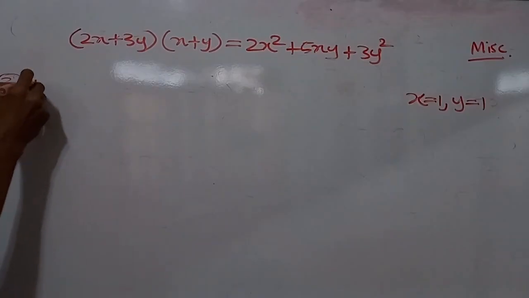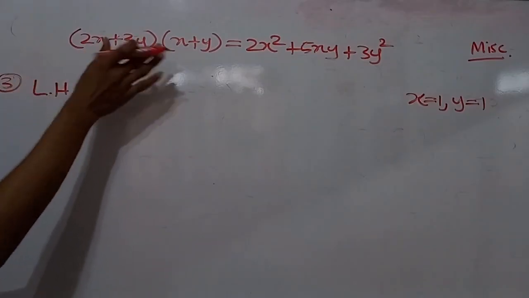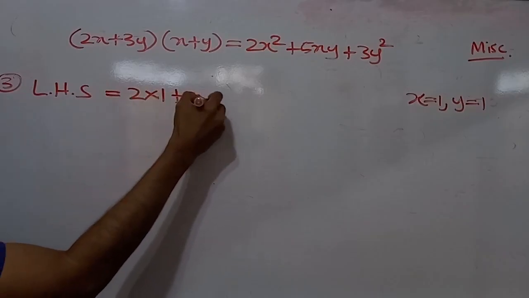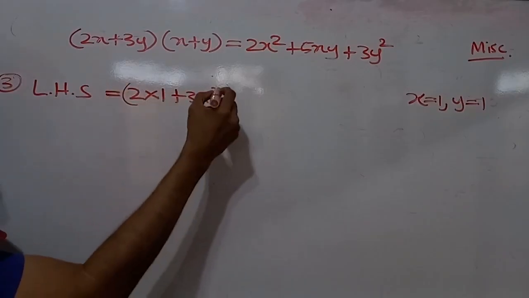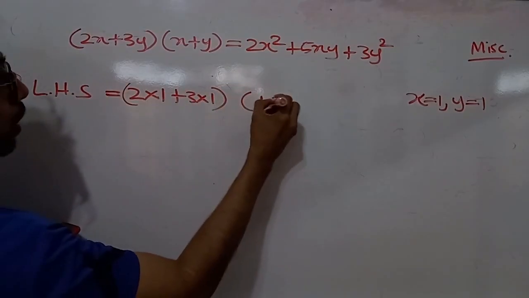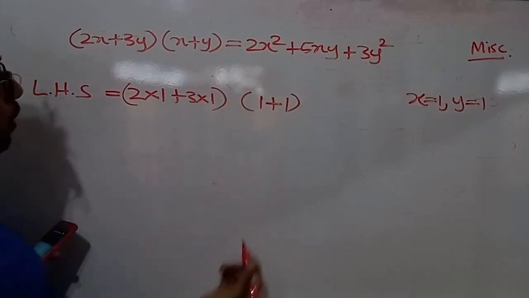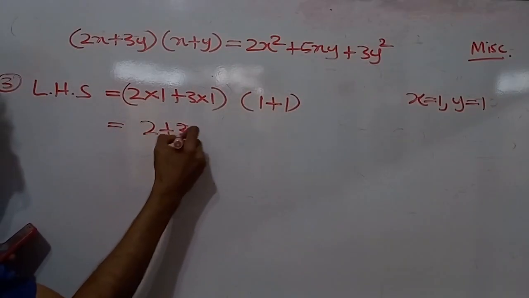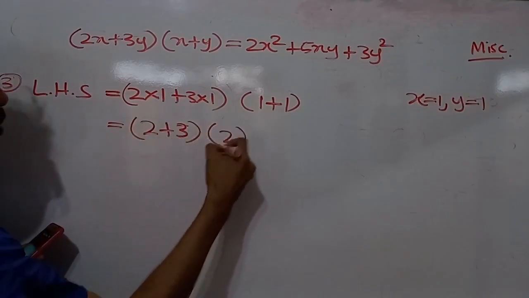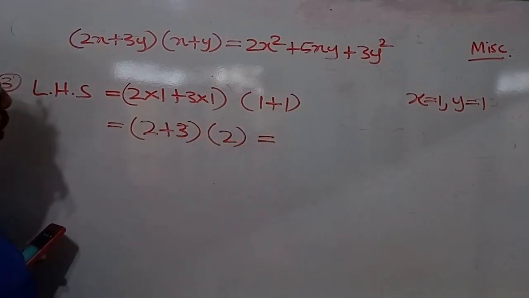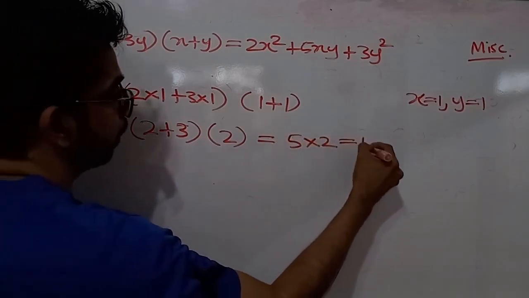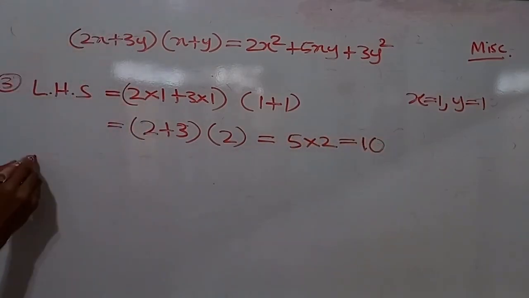Right? So we will do the left hand side. That means this side. 2 into 1 plus 3 into 1. Then x is 1, y is also 1. So here we got what? 2 times 3 times 2. So 5 times 2, right? 5 times 2, we get what? 10. Then the right hand side.